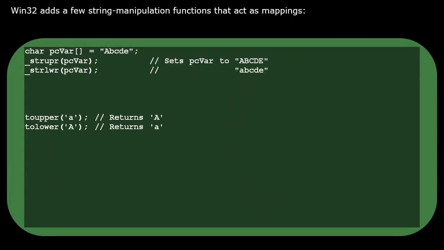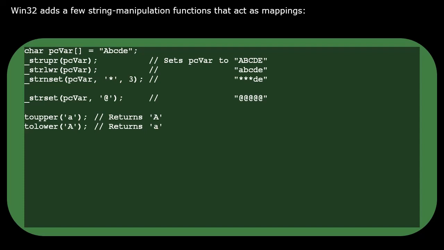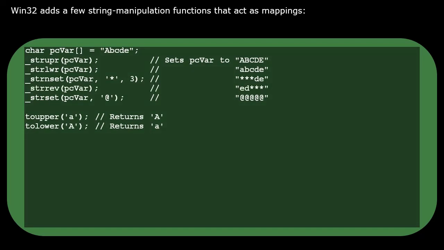Win32 adds a few more string manipulation functions. These act as mappings, converting each of the array's existing characters into some new value. Of course, its terminating null character is not affected. For example, you can change the case of all characters in the string, or you can set all characters to the same value, or you can reverse the order of the characters.